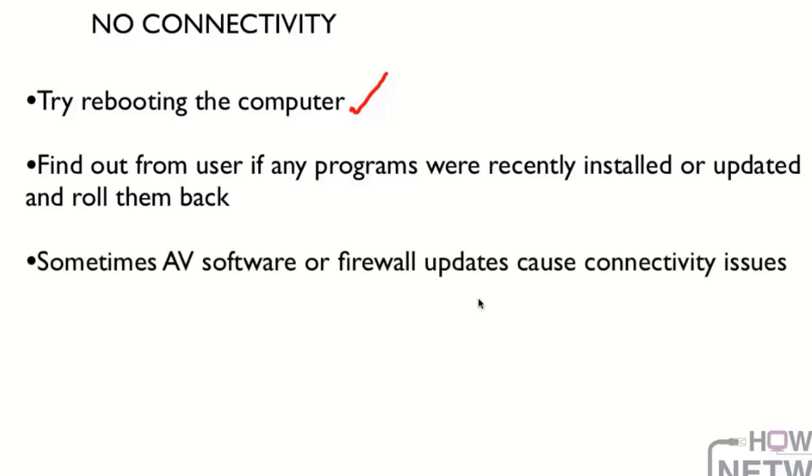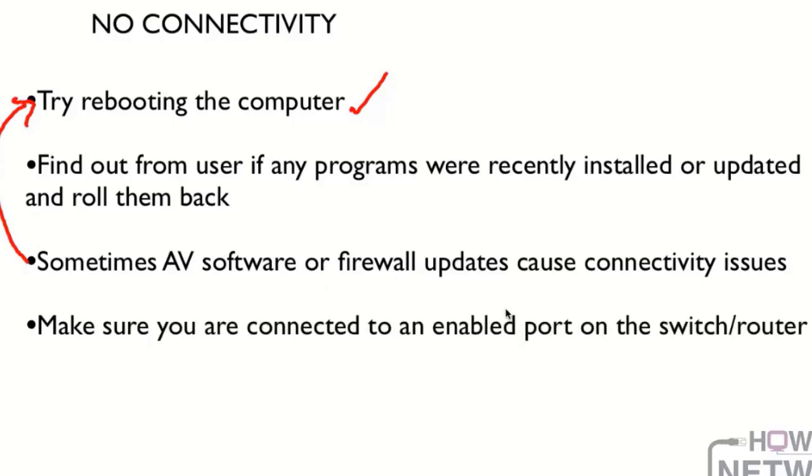Sometimes an antivirus software or firewall software update can cause connectivity issues, so be aware of that. Most of the time though, you're going to be able to fix that by simply rebooting the computer. You also want to make sure you're connected to an enabled port on a switch or router. Sometimes you can disable a port on a switch or router, and you want to make sure the one you're connected to is enabled. Basically, the idea is check all the physical connections, then start checking the software connections, and then, if nothing else, talk to your ISP.